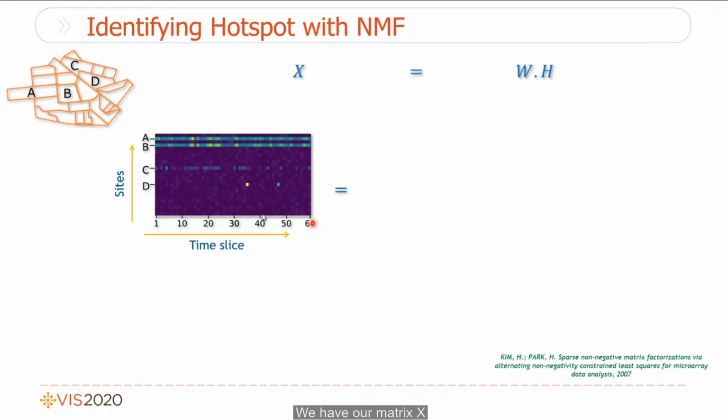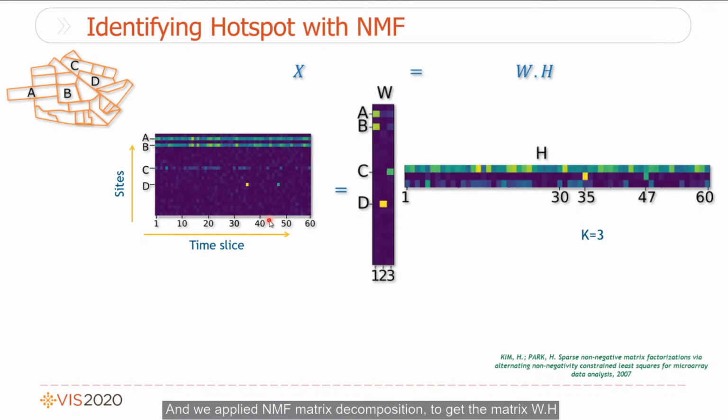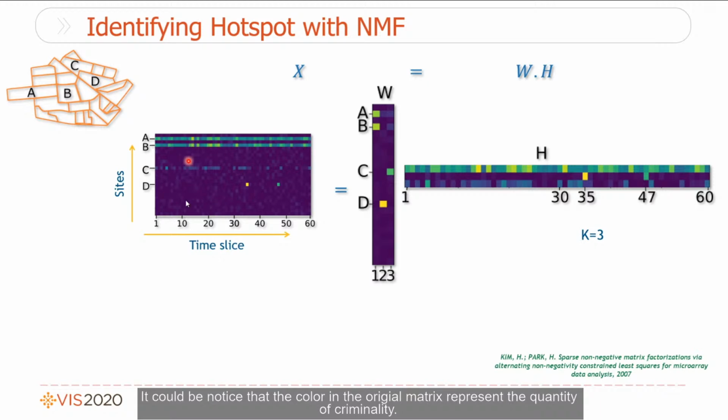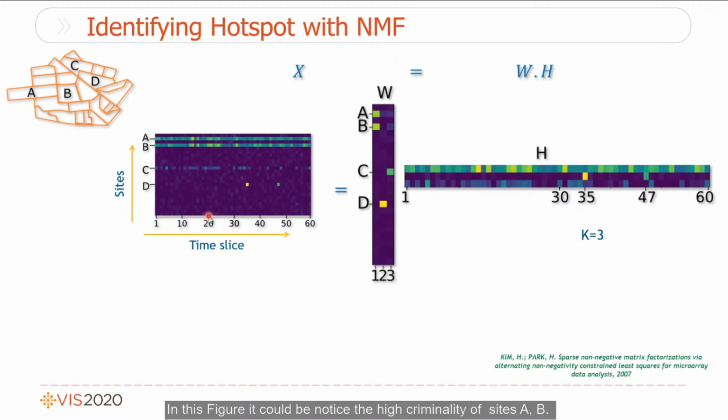We have our matrix X, and we applied NMF matrix decomposition to obtain the matrices W and H. Doing the decomposition for K equal 3, it could be noticed that the color in the original matrix represents the number of crimes. Those that are blue are 0 or close to 0. In this figure, it could be noticed the high criminality of sites A and B. In C, the criminality is not high, but it is frequent. And finally, in D, there is huge criminality in some time slices.